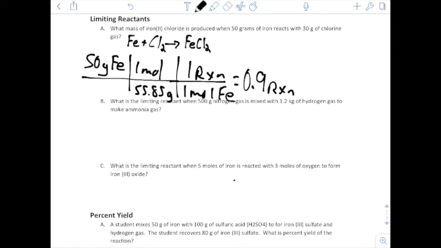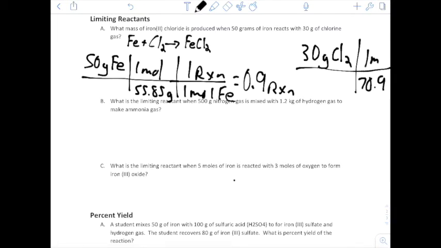So we do the same thing. 30 grams of chlorine, which is Cl2, set it up. It is going to be 70.9 grams per mole. Not 79, but 70.9 grams per 1 mole.